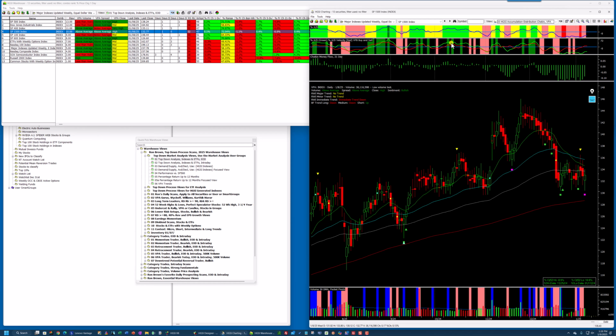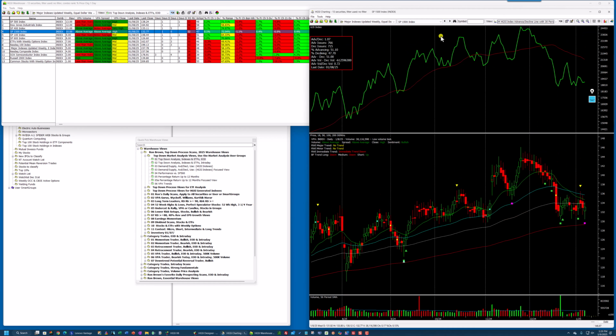The AD is the green line, and velocity is the red line. So when you can see when they're turned up, accumulation, and the velocity is turned up too, the market is obviously going up, and conversely when it's going down.